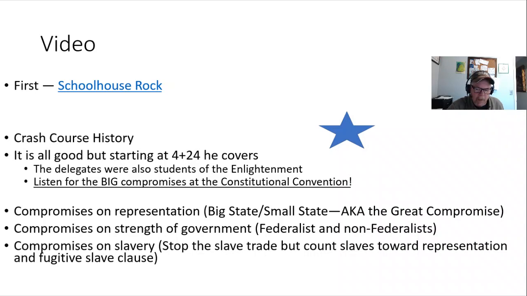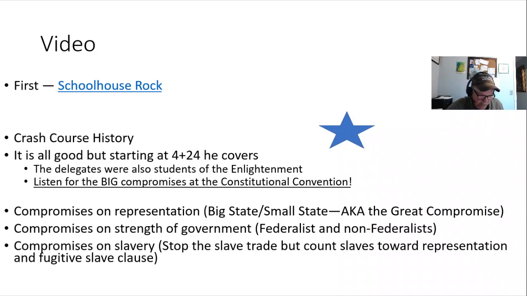So to compromise on that, can we just say we're going to eliminate it? No, because that's going to make the Southern states mad. Can we say it's everywhere? No, because the Northern states had already gotten rid of it, and there's an abolitionist idea growing. And so we've got to come up with something kind of in the middle.